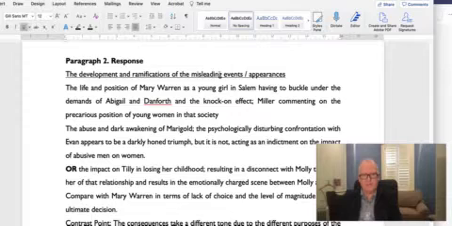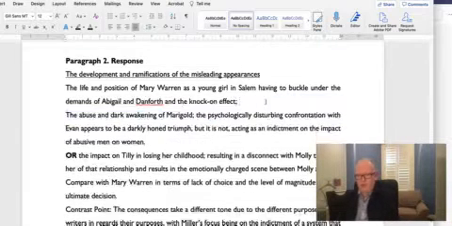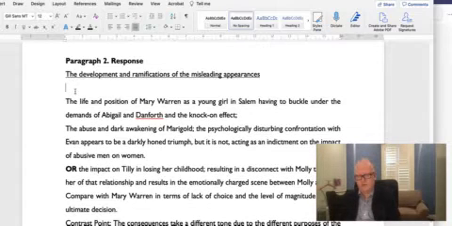I'm just going to say appearances here, aren't we? So you could even talk about the life and position of Mary Warren as a young girl in Salem, having to buckle under the demands of Abigail and Danforth, and the knock-on effect of that, which is to talk about then the effect on Proctor, right? But the thing is here again, I've got the point I'm trying to make here, the sort of the author's goal.